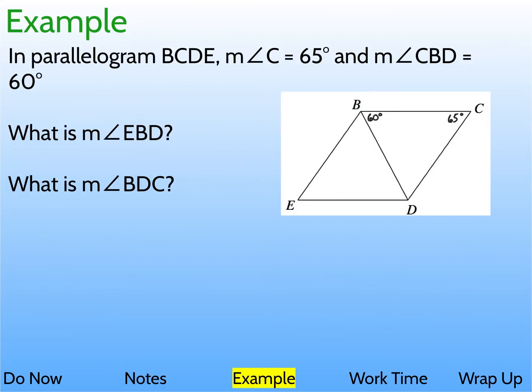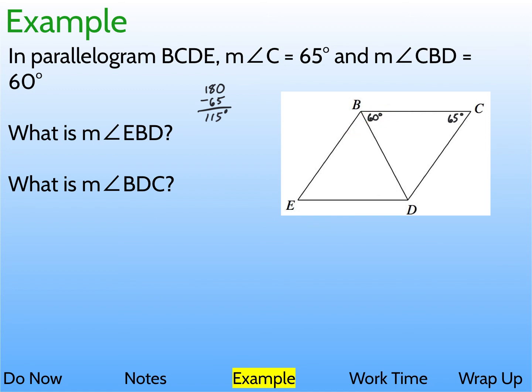Okay, so in this question, we know that angle C is 65 degrees, and angle CBD is 60 degrees. We're trying to find angle EBD. Now, one thing that's super helpful here is that the consecutive angles on parallelograms add up to 180 degrees. So if you do, real quick, 180 minus 65, you get 115 degrees, which means this whole angle right here has to add up to 115 degrees.